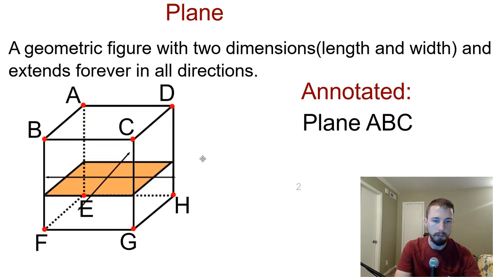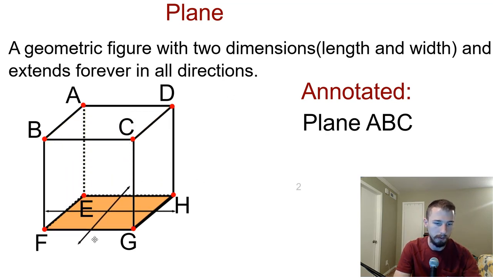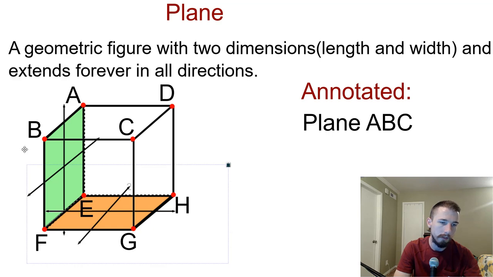If we want to refer to the plane on the bottom, remember, it's going forever in all directions. It's really 2 dimensions though. We could call this plane EHG or GHE or EFG or GEH, whatever 3 points we want to use, as long as they're not on the same line. Now we also have the other surfaces here. So we could have plane CDH or CGH. We also could do the plane on the far left here. So that would be plane ABE or EFB or whatever else we really want to do. So anyway, that's a plane.